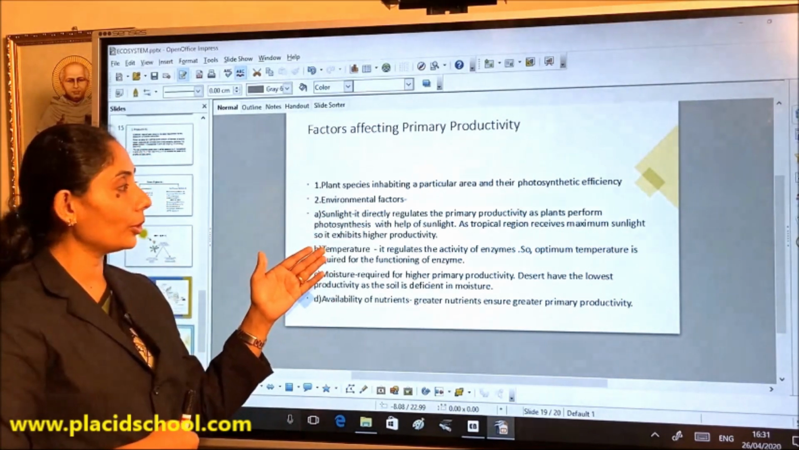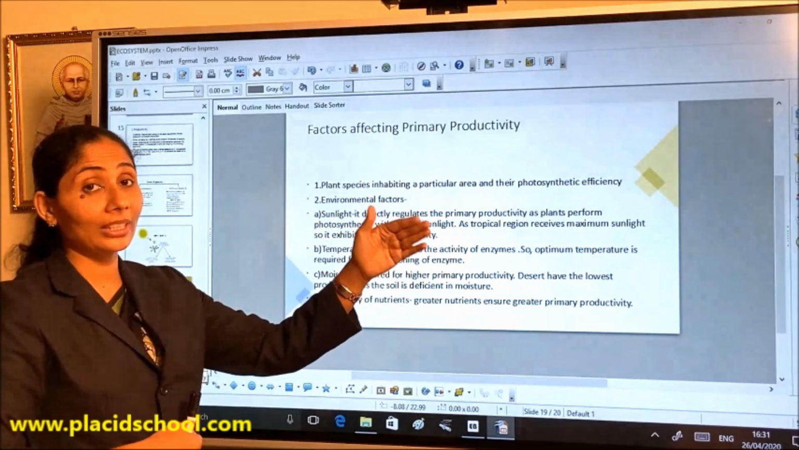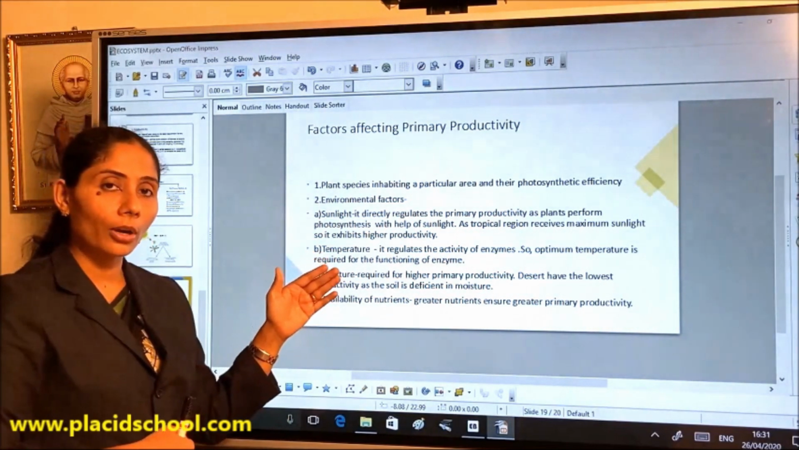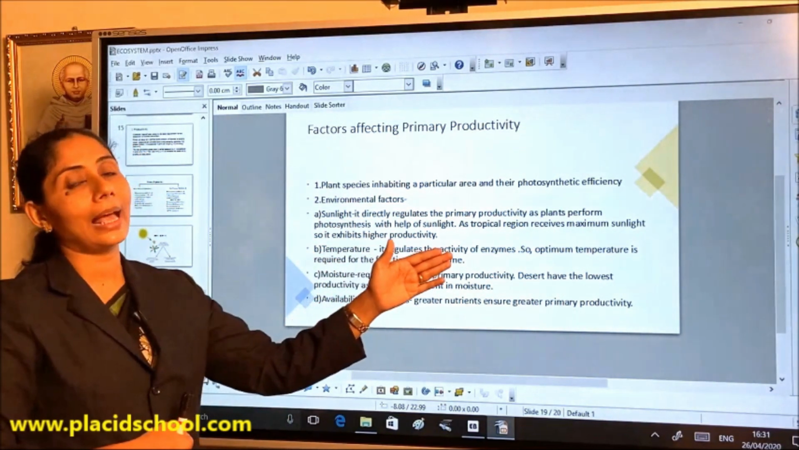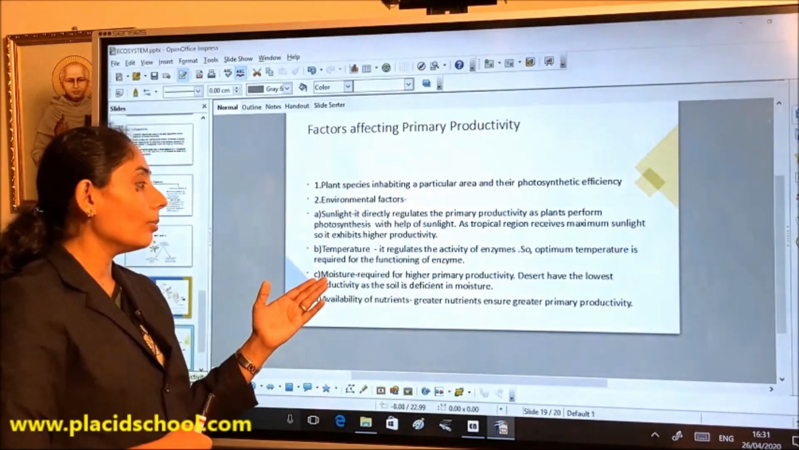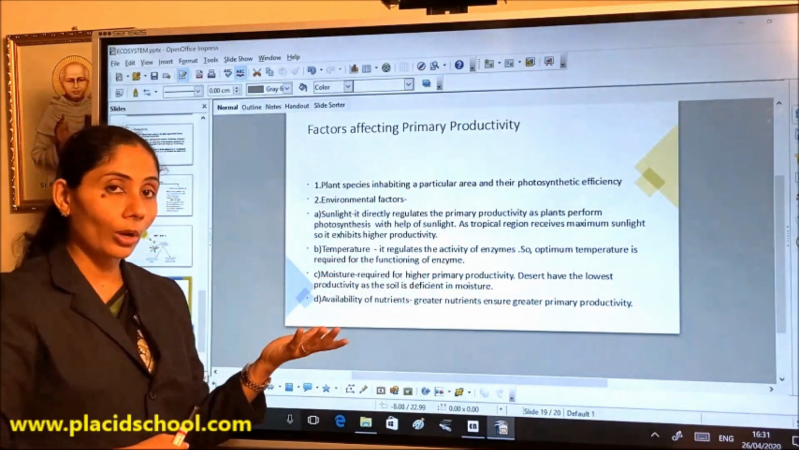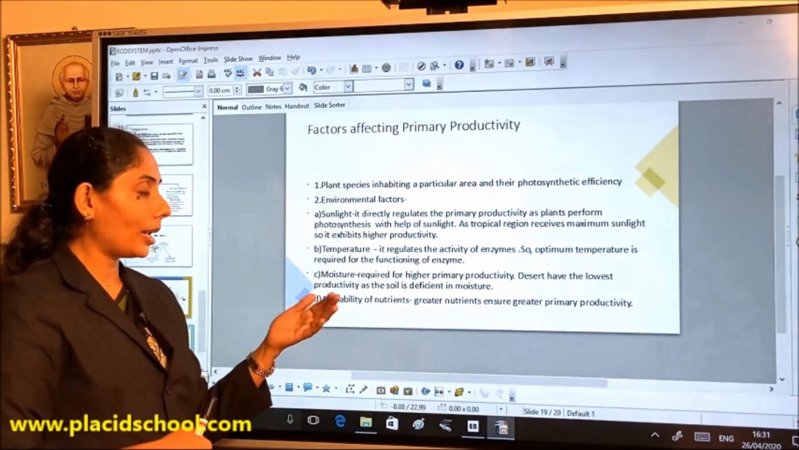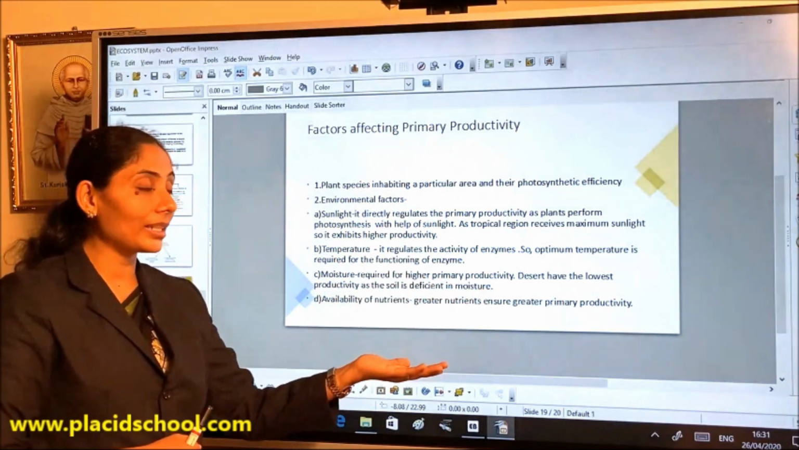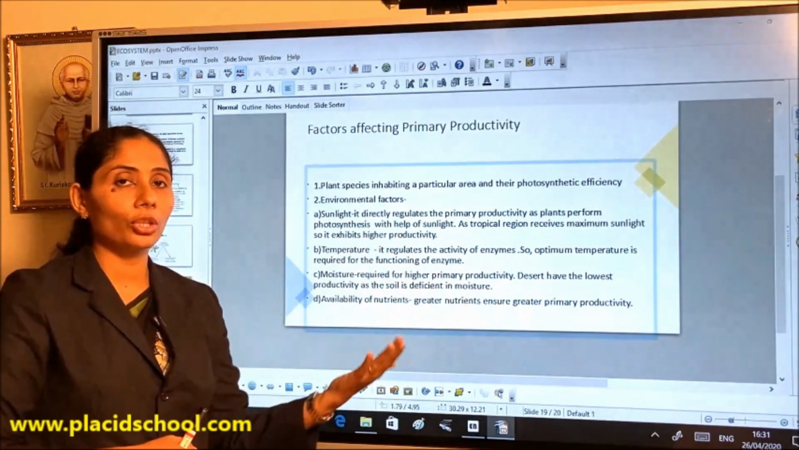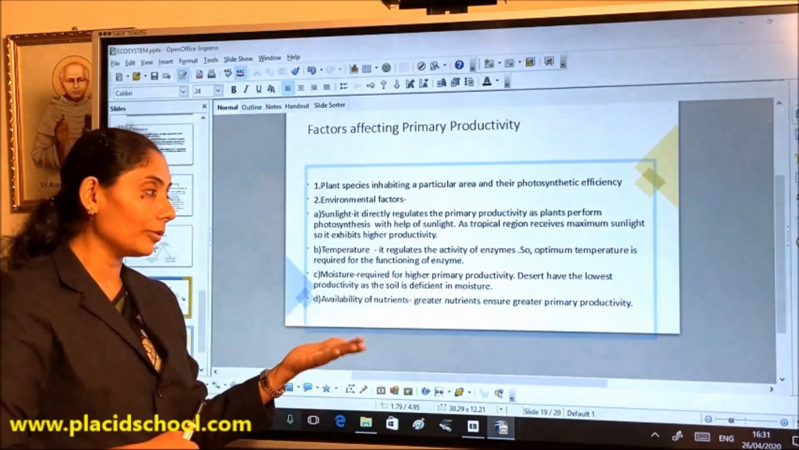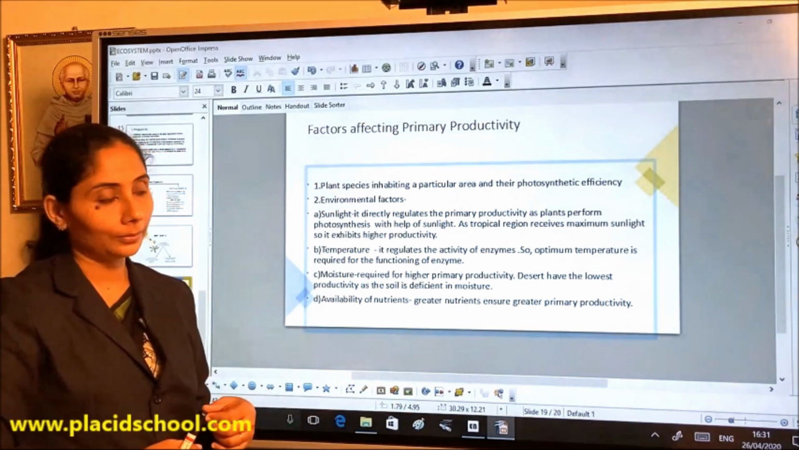Light is very important for photosynthesis. So you'll find tropical regions which receive maximum light exhibit higher productivity. Temperature again is important for photosynthesis or productivity because it regulates the activity of enzymes. So optimum temperature is required for the functioning of enzymes. Likewise, moisture. Water is very important for photosynthesis and therefore for productivity. So you'll find in the tropical rainforest, the productivity is quite higher as compared to the desert because the desert is deficient in moisture. Water availability is very less. Likewise, availability of nutrients also ensures greater productivity.